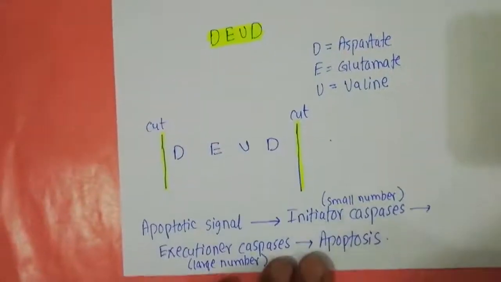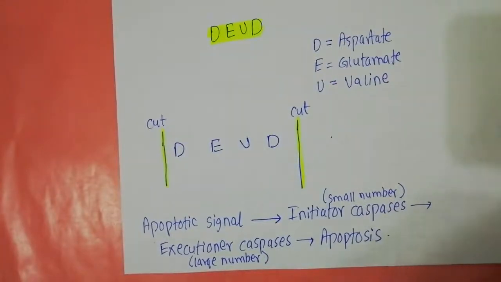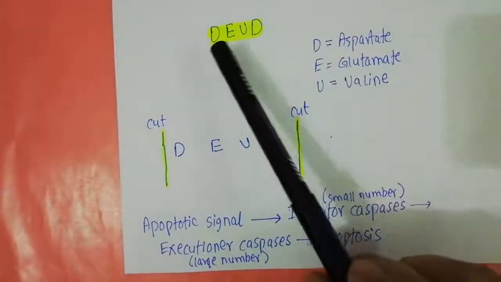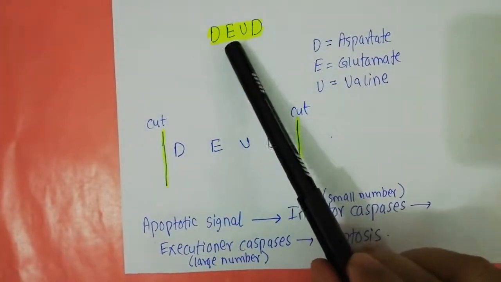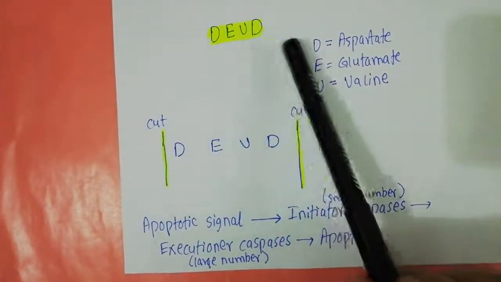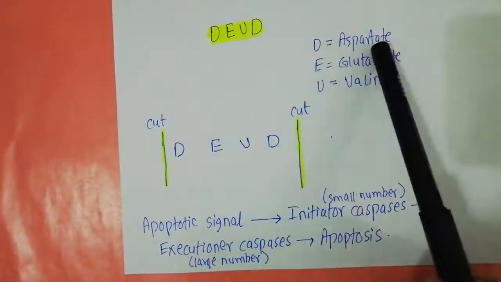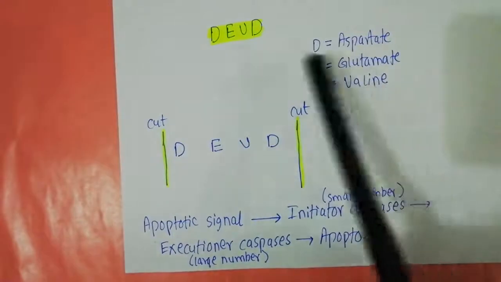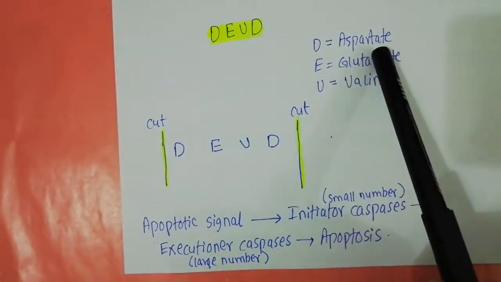If you talk about the cut site of these caspases, as I've told you, they actually cut at a sequence which is called the DEVD. Now this D is for the aspartate, this E is for the glutamate, this V is for the valine, and this D is again for the aspartate.